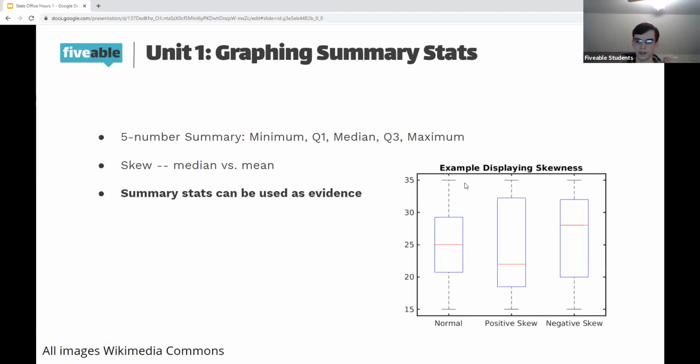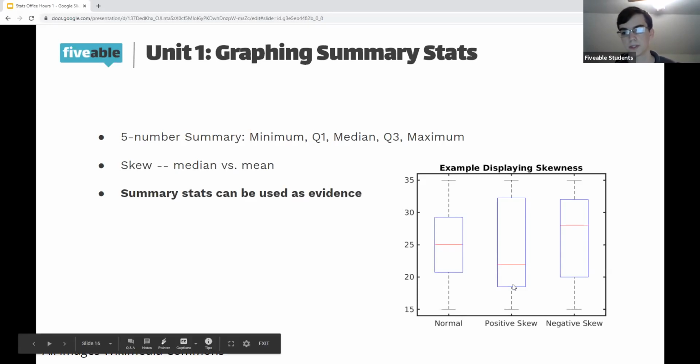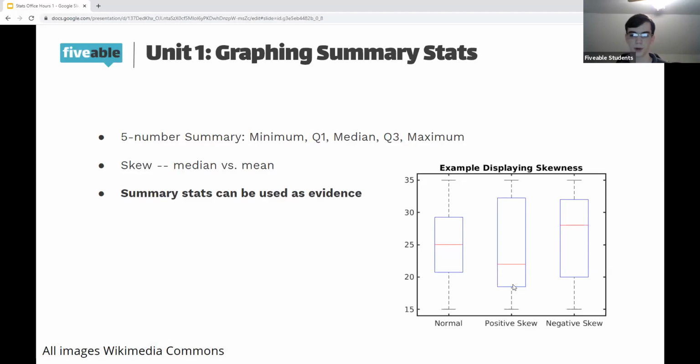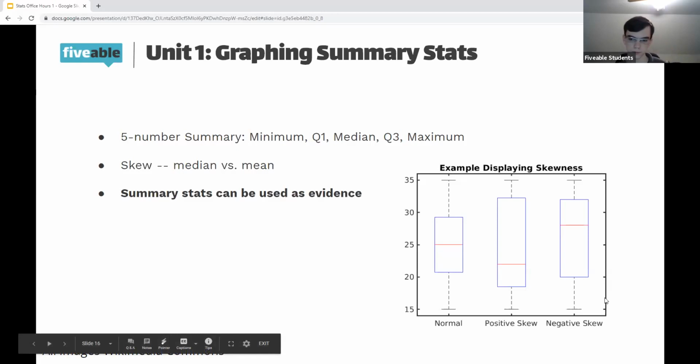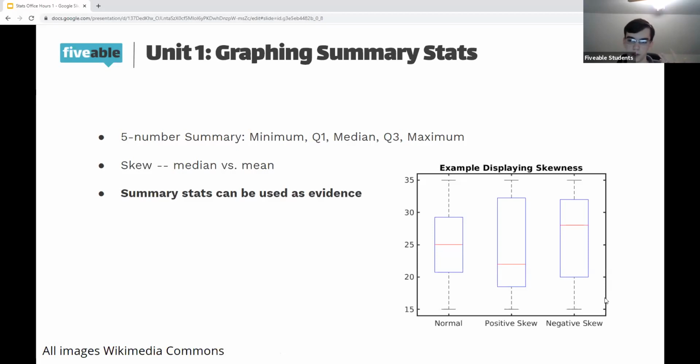Now we can compare skew by comparing the median to the mean. If the mean is higher than the median, that means we've got a rightward skew or a positive skew, but in AP Stats you're going to use the term rightward. Because the mean is higher than the median, we've got data trailing off to the right, and negative skew, vice versa. Summary stats here can be used as evidence to support a conclusion, because rather than just describing the appearance, they make a meaningful statement about the data that you can compare.